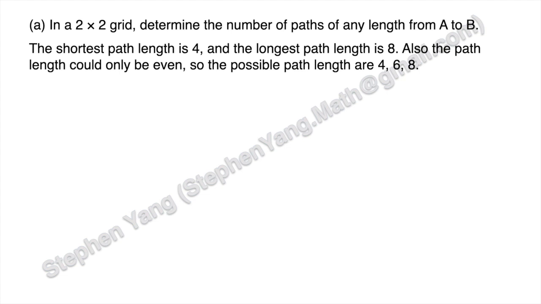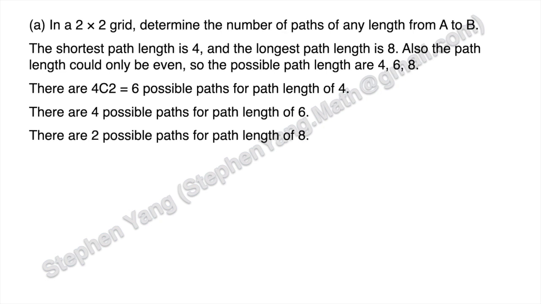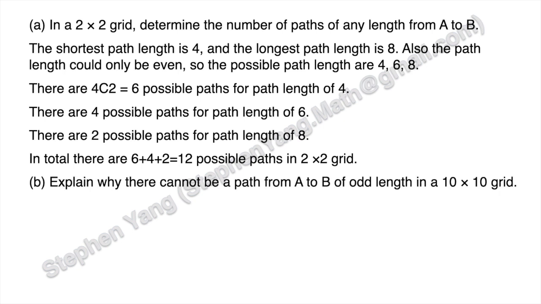So the shortest path length would be 4 in a 2 times 2 grid, and the longest path would be 8. Also, the path lengths could only be even numbers, so the only possible path lengths are 4, 6, and 8. There are 4 choose 2, which equals 6, possible paths for path length 4. There are 4 possible paths for path length 6. And there are 2 possible paths for path length 8. So in total, there are 6 plus 4 plus 2, which equals 12 possible paths in a 2 times 2 grid. Let's get into part B now.